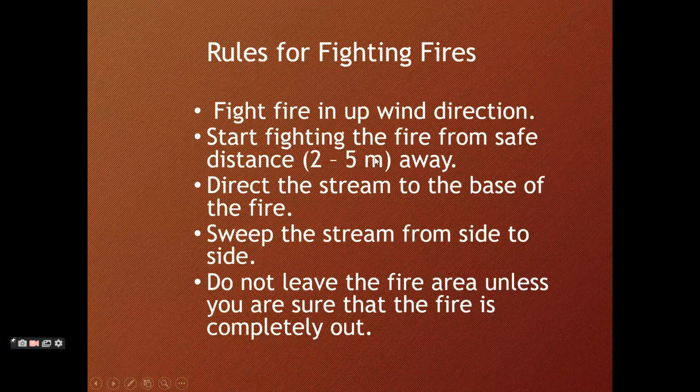After that, start fighting the fire from a safe distance, 2 to 5 meters away. So never go close to the fire. It can burst also, it can explode also. So always maintain a safe distance of 2 to 5 meters.